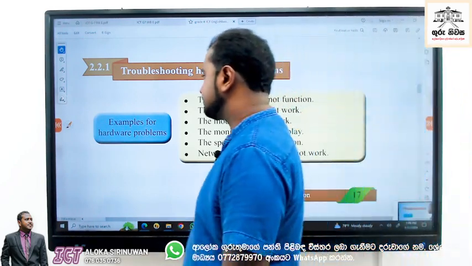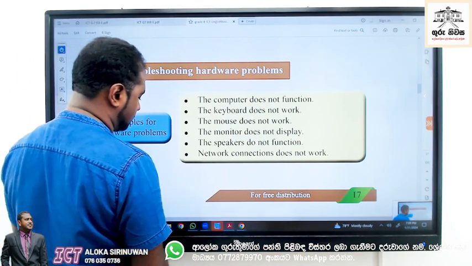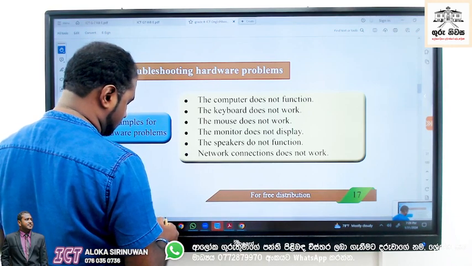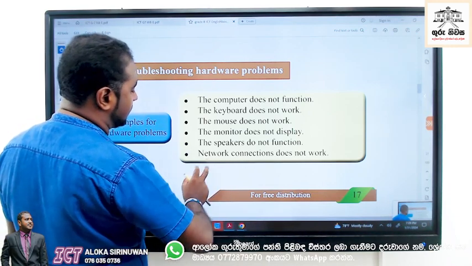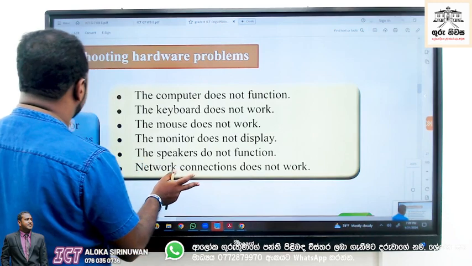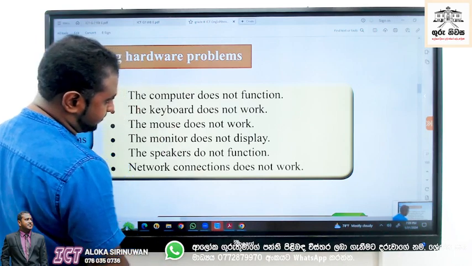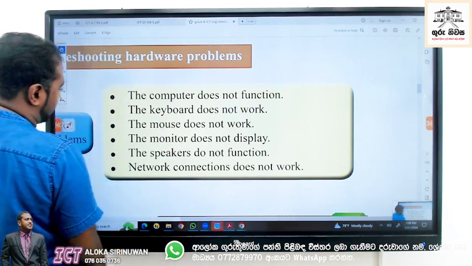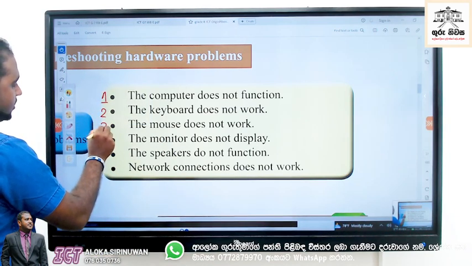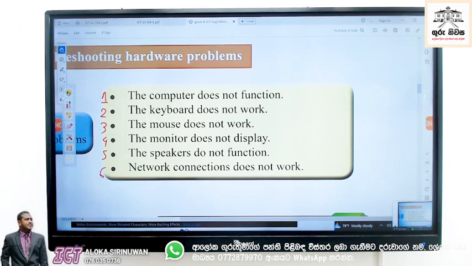You can see some examples now. Take out your blue color pen and write down those things. There are six problems. Number one, two, three, four, five, six. Hurry up, all.